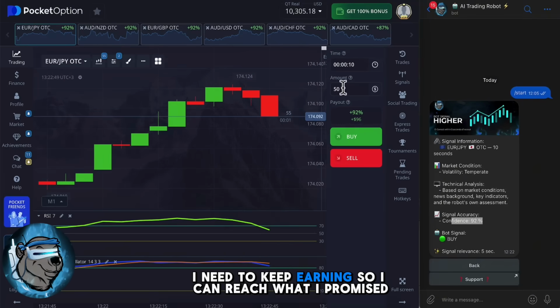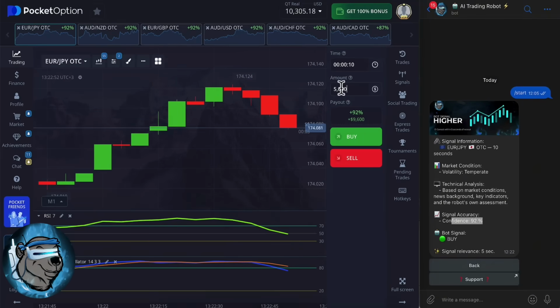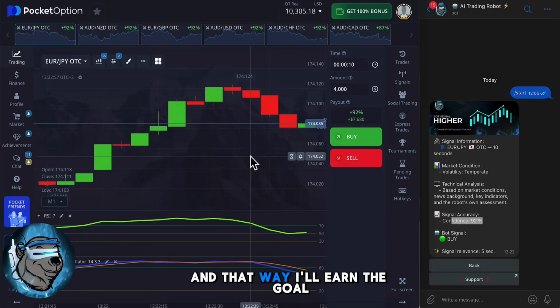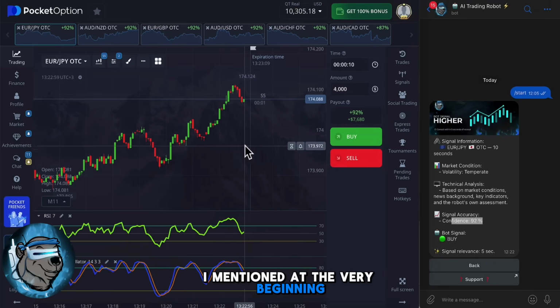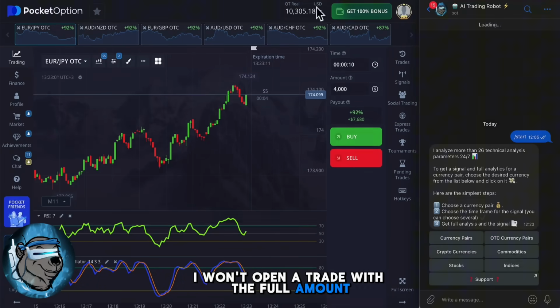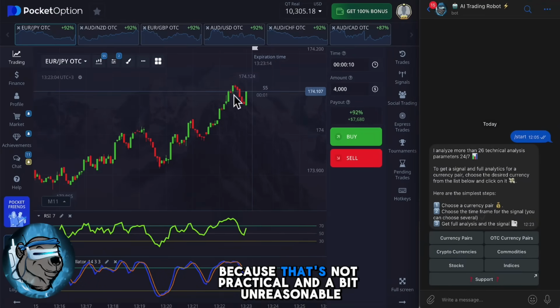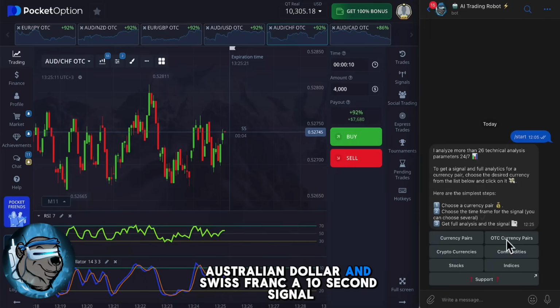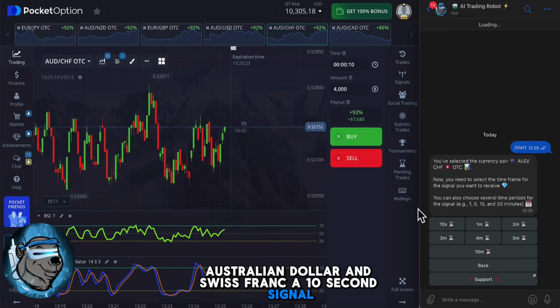Now I need to keep earning so I can reach what I promised. My investment amount should be around $4,000. And that way, I'll earn the goal I mentioned at the very beginning. I won't open a trade with the full amount, with all 10,000, because that's not practical and a bit unreasonable. I'm choosing a currency pair, Australian dollar and Swiss franc, a 10-second signal.